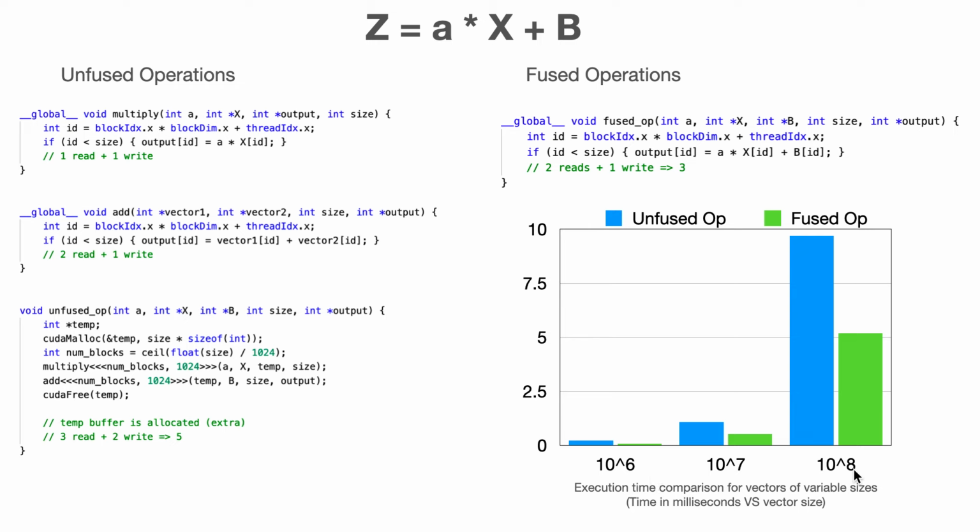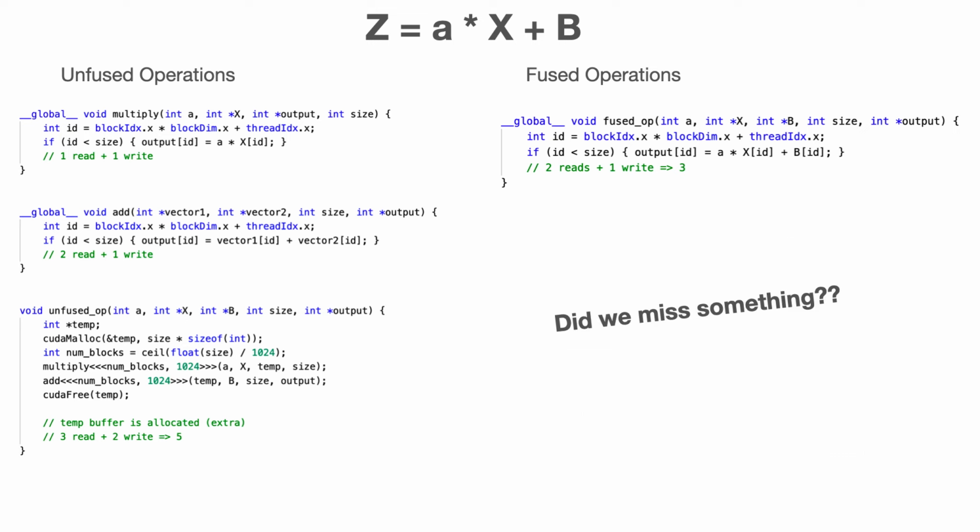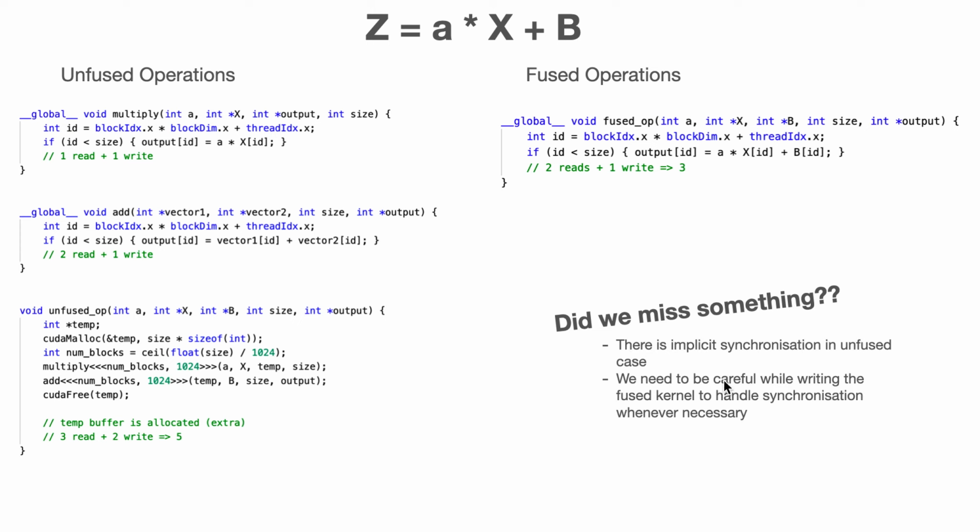These are the size of X and B, and these are the time measured in some dimension. We found that the unfused case is twice as expensive as compared to the fused case, and we have already stated the reasons before. Let's try to summarize things. But before that, let's think about, did we miss anything here? Yes, we did. If we think more, we can clearly say that there is an implicit synchronization involved in this unfused case, and we need to be really careful while writing the fused kernel to handle synchronization whenever necessary.